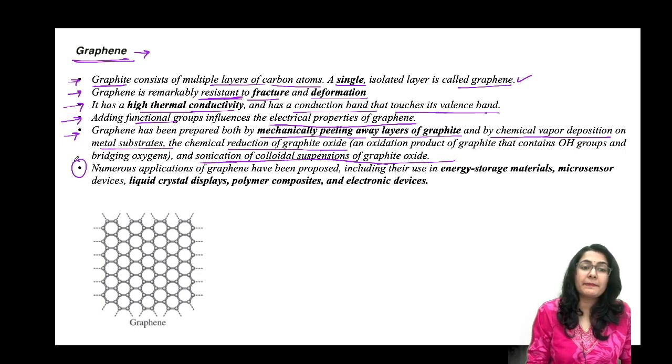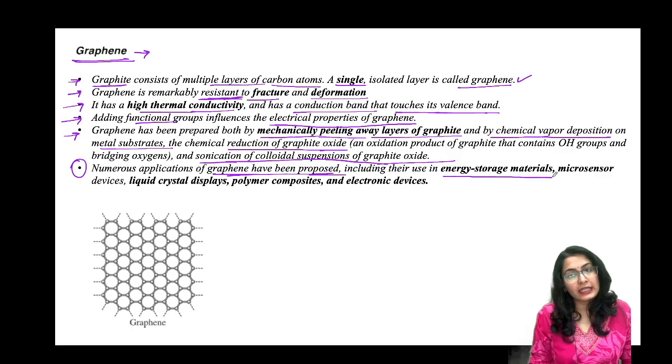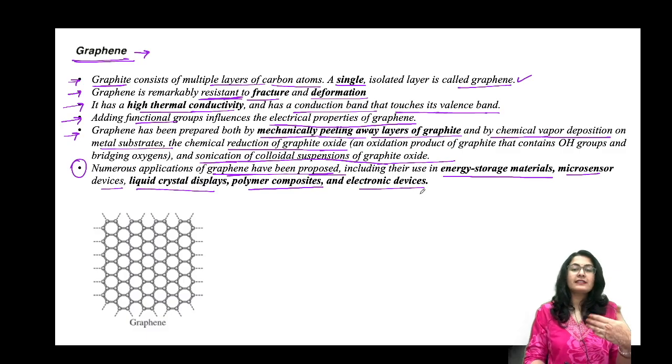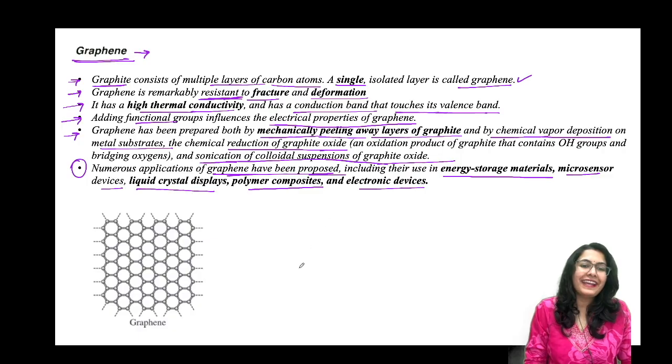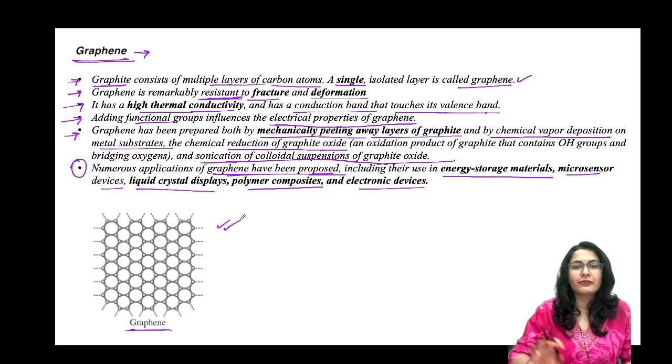So what are the applications of graphene? Numerous applications of graphene have been proposed, including their use in energy storage materials, microsensing devices, liquid crystal display, polymer composites, and electronic devices. These kinds of technologies make our phones so slim. Okay, so yes, this is how graphene looks. Just one single layer plucked out of graphite. Just understand it like this.